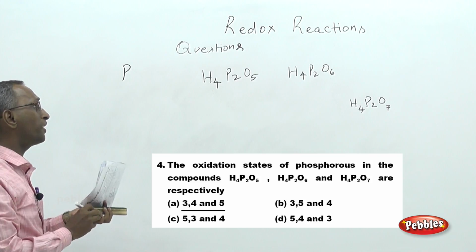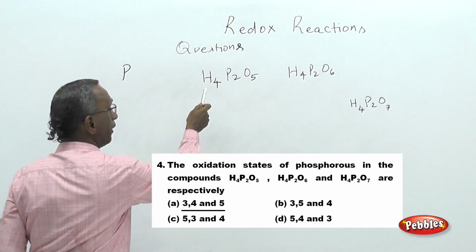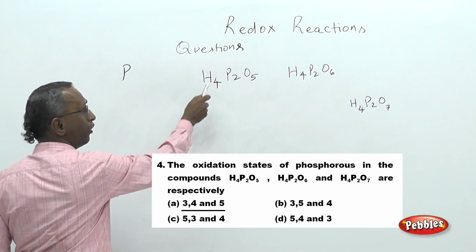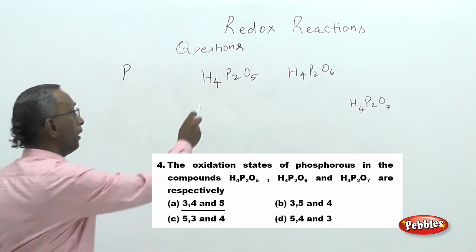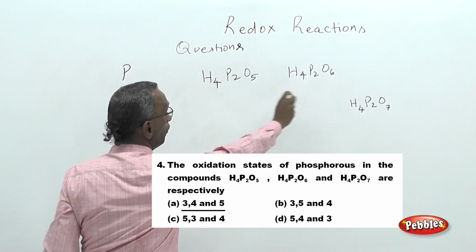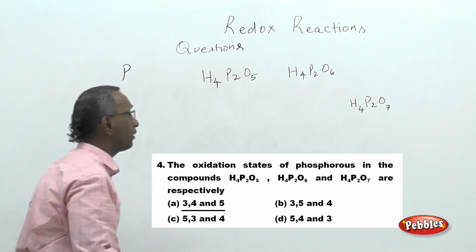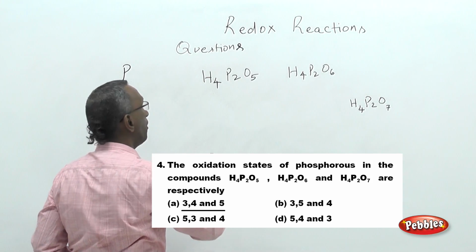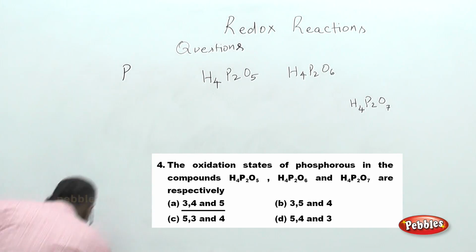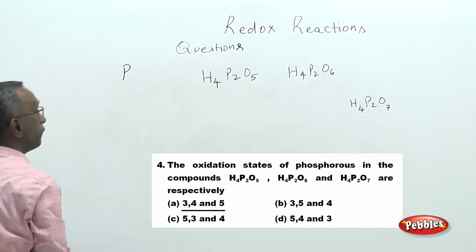They are called oxyacids. We have already studied that an acid is a substance which donates protons. All of them donate protons, so they are acids. They contain a large number of oxygen atoms, so they are also called oxyacids. Oxyacids of which material? Phosphorus. So these are examples of oxyacids of phosphorus.